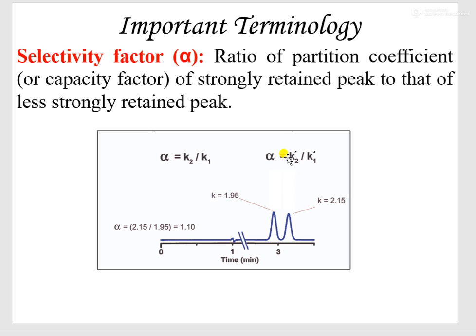But you have to keep in mind that the value for strongly retained peak should be on upside, or you can say it should be on numerator, and the other value should be in the denominator. Hence, strongly retained compound will have high capacity factor than that of the less strongly retained compound.